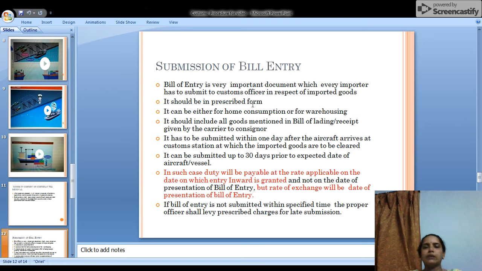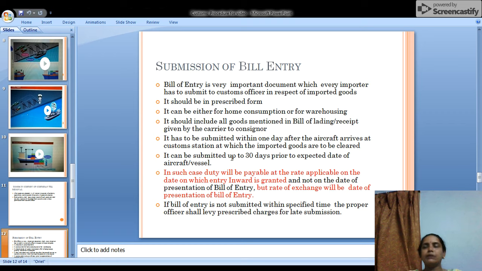It shall be in the prescribed form. It can be either for home consumption or for warehousing. It includes all the goods mentioned in the bill of lading, the receipt given by the carrier to the consignor. It has to be submitted within 1 day after the aircraft arrives at the customs station at which the imported goods have to be cleared, so that the goods can be cleared.